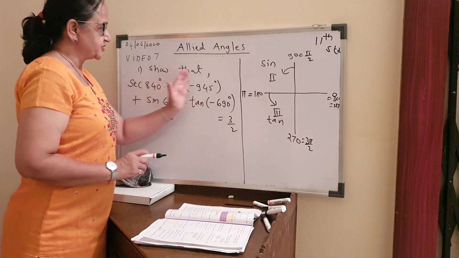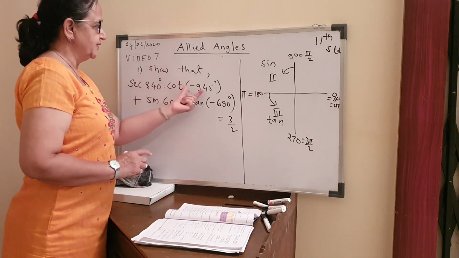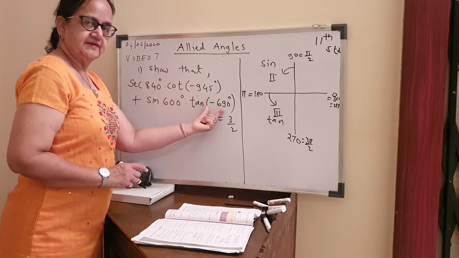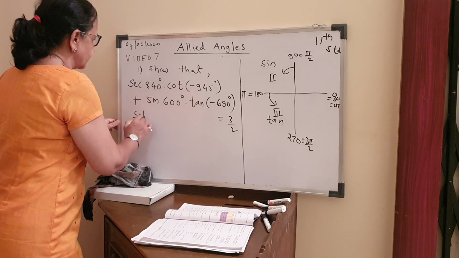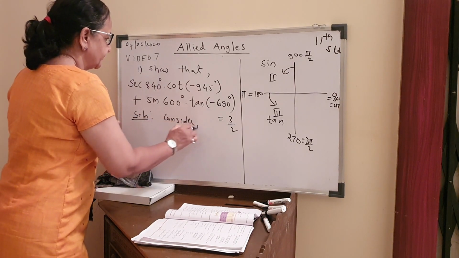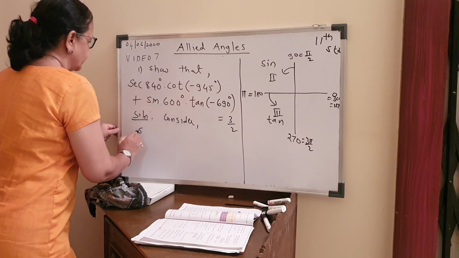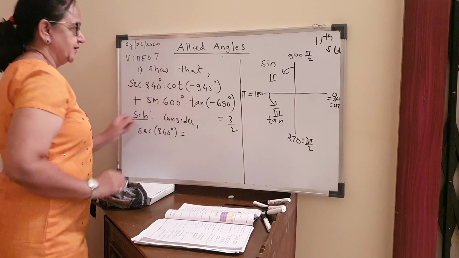The various terms which will come in the problem, what I would prefer is that each value I will calculate separately and then put all of them in the left hand side. So we will say solution. Okay, consider first value sec of 840. Diagram is with you.